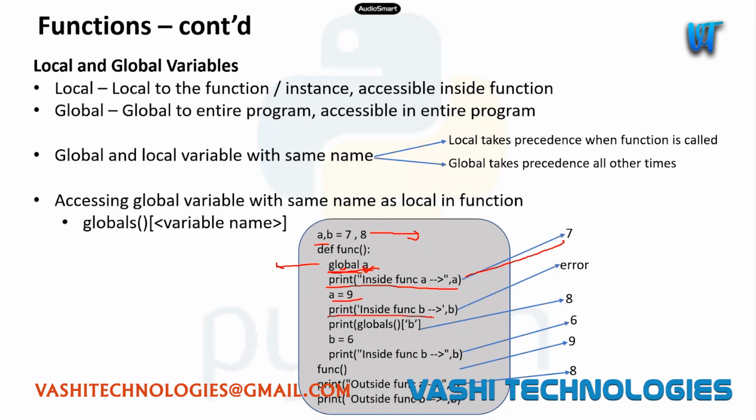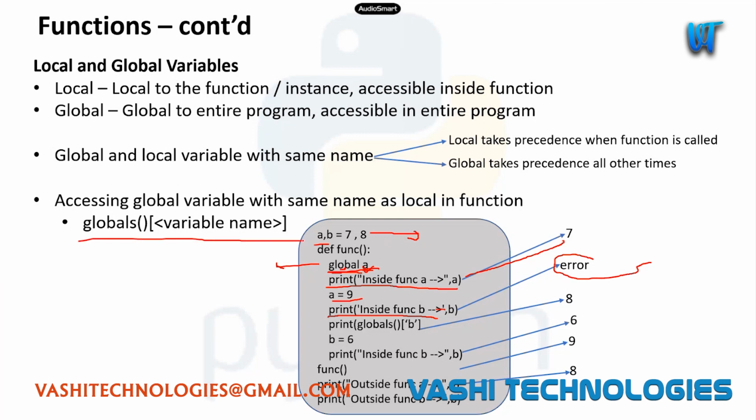And I have this B variable as well, right? B is equal to 8. And I'm trying to print B inside the function. It will throw an error saying that B is not defined. The reason being B is defined outside the function space, and we're trying to access it inside the function. So it will throw an error saying that B is not defined.